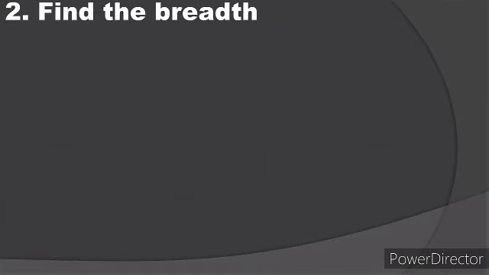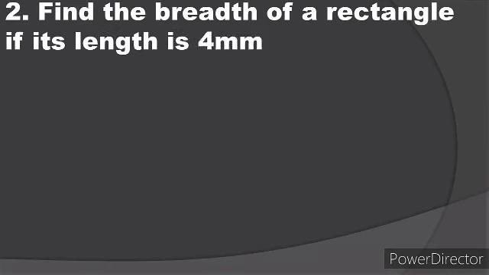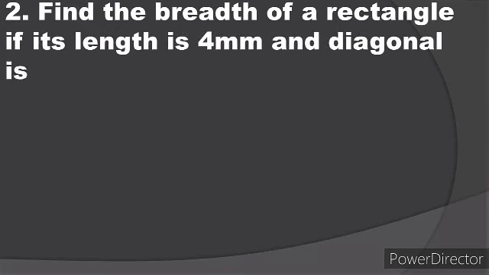That will take us to example 2. Example 2 is a very technical question. I'm using this as an example so that in case you see this kind of question another day, you will be able to try and solve it. Now, this question says find the breadth of a rectangle if its length is 4 mm and diagonal is 5 mm.